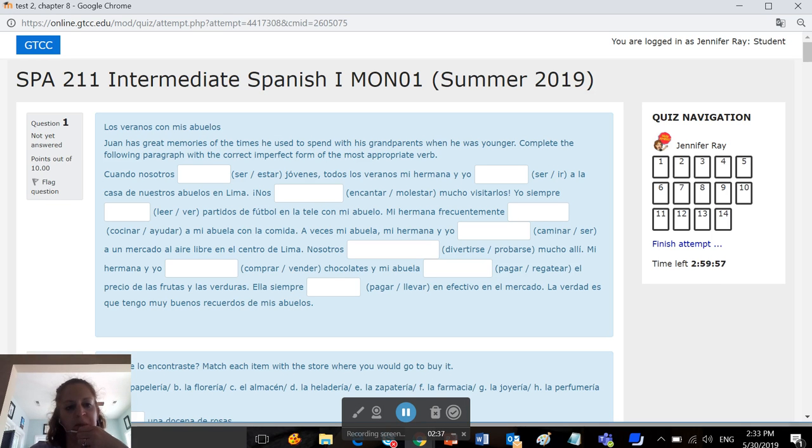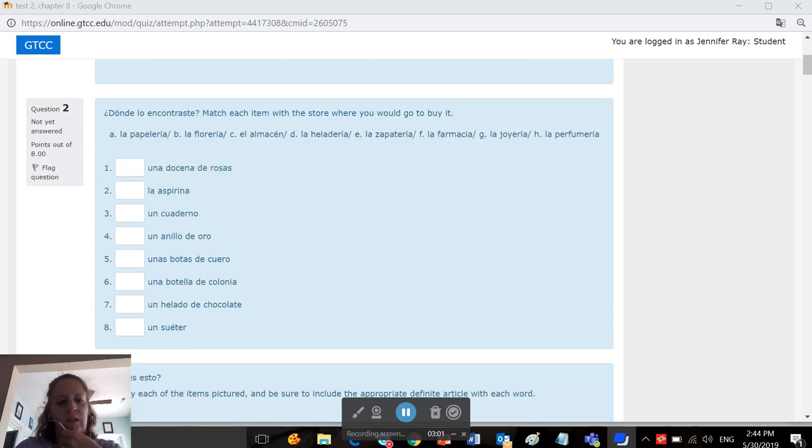It says, Los veranos con mis abuelos. Juan has great memories. Okay, so the first one says, Los veranos con mis abuelos. Juan has great memories of the times he used to spend with his grandparents when he was younger. Complete the following paragraph with the correct imperfect form of the most appropriate verb. So you're given 2 choices. You pick the verb that would best complete the sentence, and then you conjugate it into the imperfect tense.